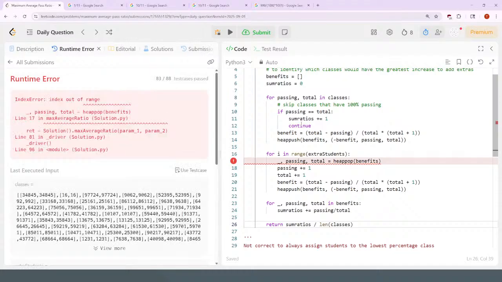Index out of range. Find extra students. Heap pop. Push and pop.